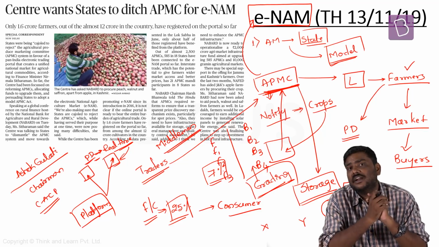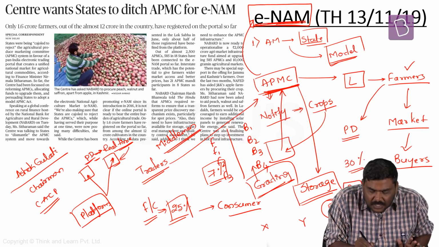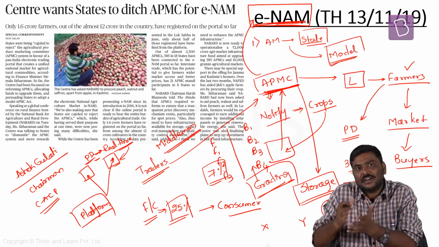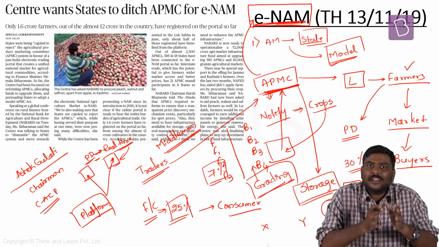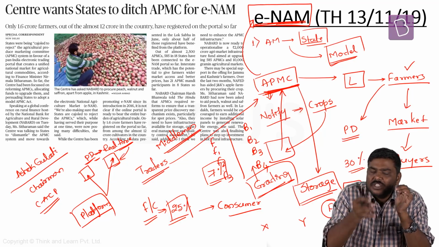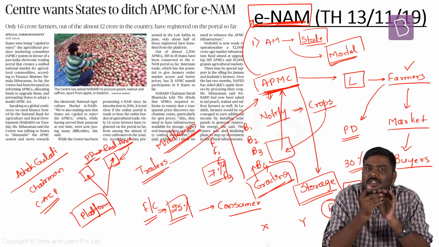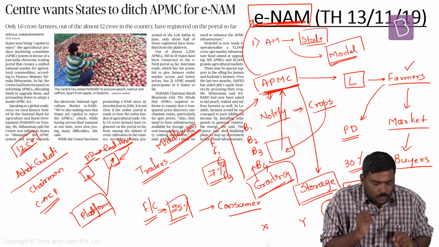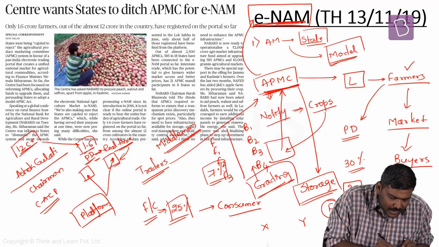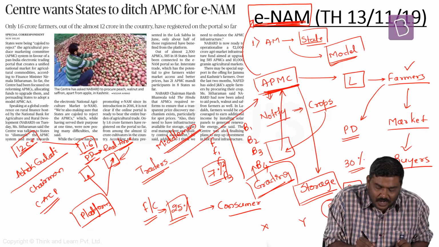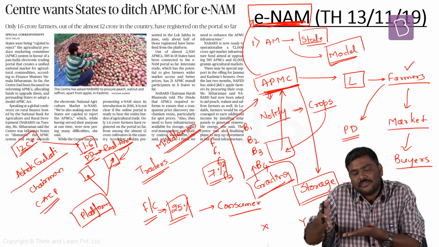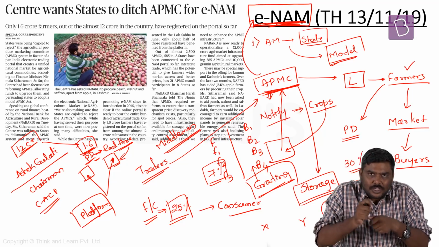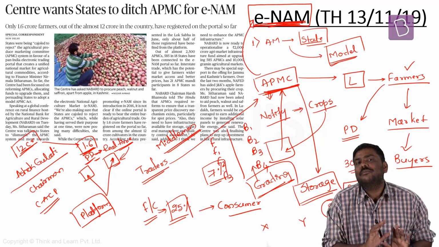Now what is given in this article? Since the central government has introduced the concept of e-NAM, it wants all the states to shift their trading of agriculture commodities under e-NAM itself. But this article quotes that there are certain issues with respect to e-NAM. For example, this article says that out of around 12 crore plus farmers in India, only around 1.6 crore farmers have actually started trading on the platform of e-NAM. And within these 1.6 crore farmers, only around half have actually got the benefit under e-NAM. That is one issue.